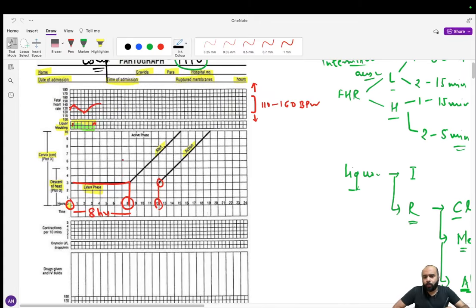So now, cervical dilatation, how do I chart it? I'll just erase all this.